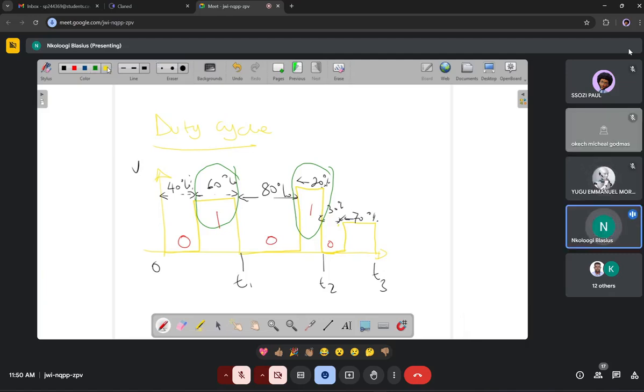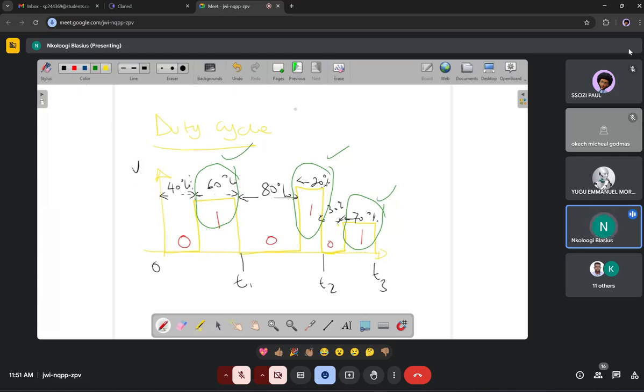If you have understood that, we ask ourselves now, where does duty cycle come in? Duty cycle is the percentage of time when the signal is high. When the signal is high, that percentage itself is what we call the duty cycle. This is a duty cycle.